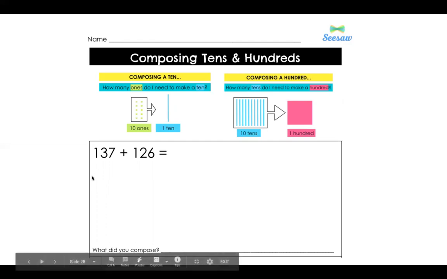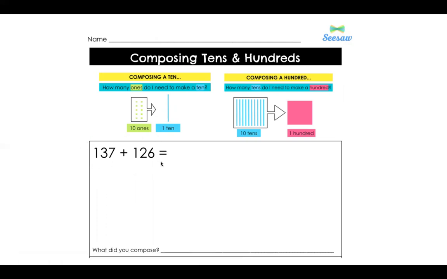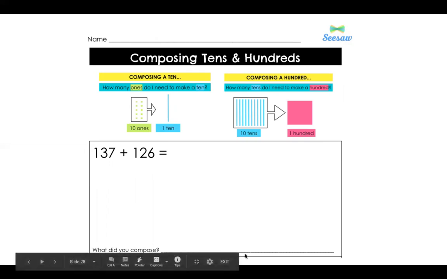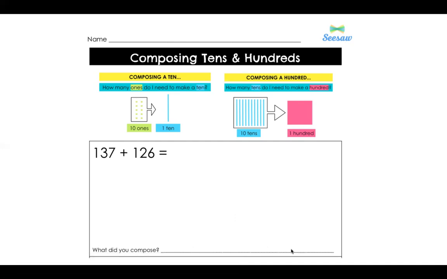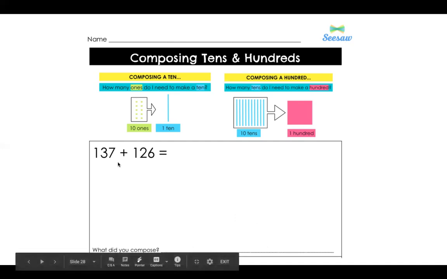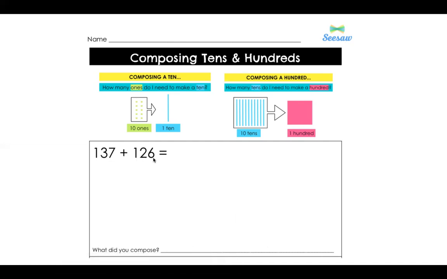Your job, second grade, is to solve this problem, 137 plus 126. And then when you're finished, I want you to tell me, did you have to trade 10 ones for a 10? Did you have to compose a 10? Or did you have to trade 10 tens for 100? Did you have to compose 100? Or maybe you didn't have to do anything. And no, I didn't have to compose. That's what you would write on that line. So right now, I want you to pause the video and work on your piece of paper to solve 137 plus 126 and check back when you have your answer.